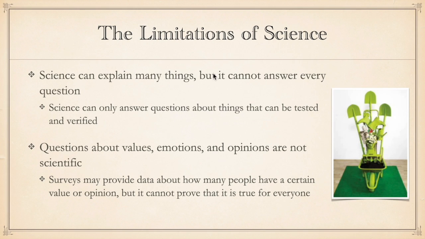Limitations of science. Science can explain many things, but cannot answer every question, which bugs some people, I guess. There are some questions that science just can't answer. Science can only answer questions about things that can be tested or verified. So questions about values or emotions or opinions are not scientific. Surveys may provide data about how many people have a certain value or opinion, but they cannot prove that it is true for everyone. Somebody might think this is a really beautiful piece of artwork. Somebody else may think this is hideous. That's your opinion. There's no way to prove that one way or another.